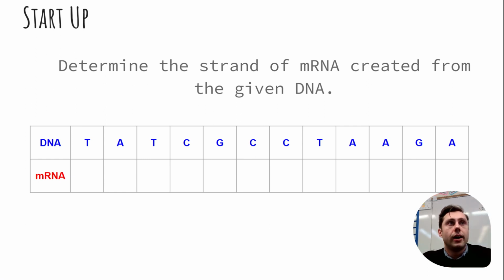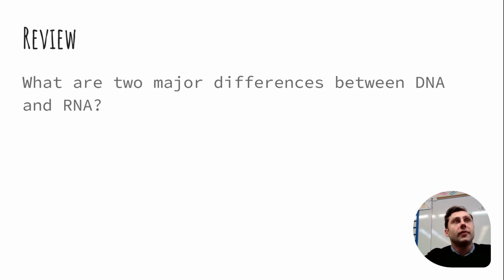So let's do this. If we see a T in DNA, what are we going to put across from that? We are going to put an A. And if there's an A in DNA, mRNA is going to have a U. And if there's a C, we're going to put a G across from it. G, we're going to put a C across from it. And we're going to keep on going like that. Oh my goodness, another pop quiz question.